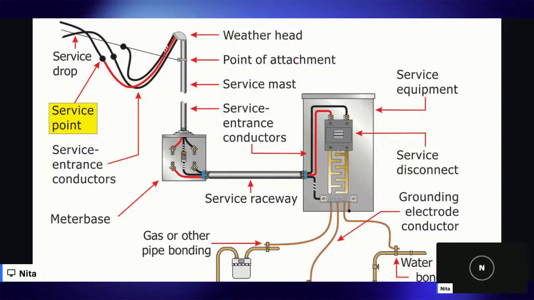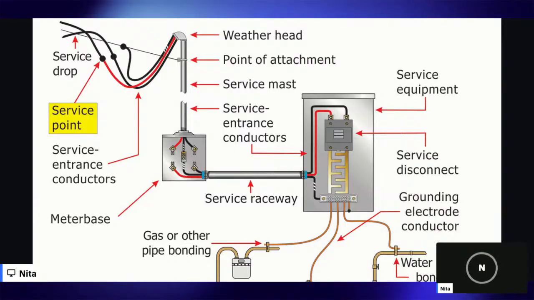Transformer drops are service drop conductors. Two hots, one neutral, each hot carrying 120 volts. This is a 120/240 volt single phase residential system. My two hots and my neutral at my service point or a splice then become service entrance conductors because they're about to enter into the house.